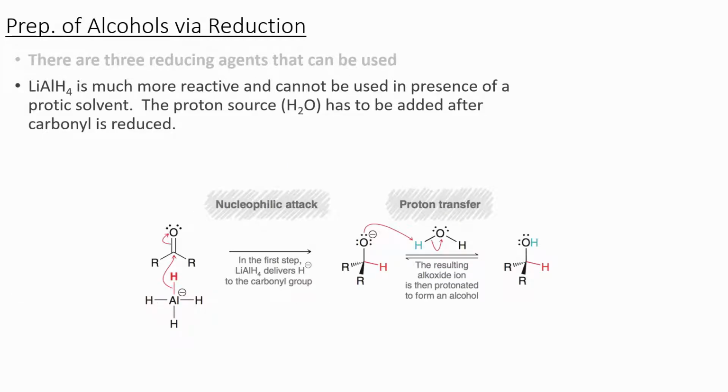The mechanism here for lithium aluminum hydride, you can see, is more or less identical to the mechanism for sodium borohydride. We do need to add a proton source after the carbonyl is reduced to protonate the alkoxide and form the alcohol.